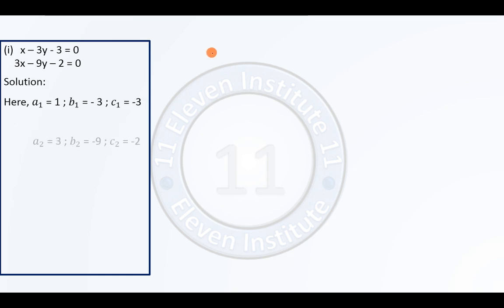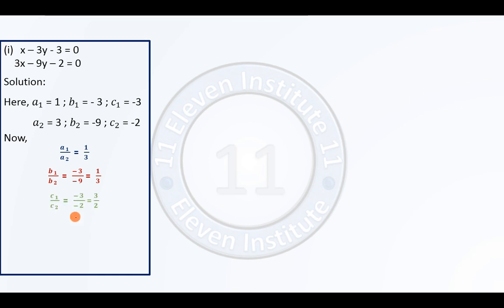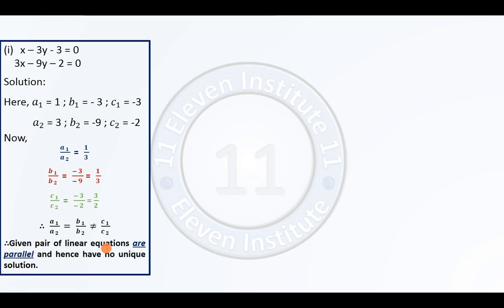Now we will apply the steps. We will write the values of a1, b1, c1, a2, b2, c2. This is quite common, you have done this many times. Then we find the ratio a1 upon a2, which is 1 by 3. b1 upon b2 again gives 1 by 3 after cancellation, and c1 upon c2 is 3 upon 2. You can clearly see a1 upon a2 is equal to b1 upon b2, but it is not equal to c1 upon c2. Hence the given lines are parallel and they do not have a unique solution. If they don't have a unique solution, I cannot solve them, right?